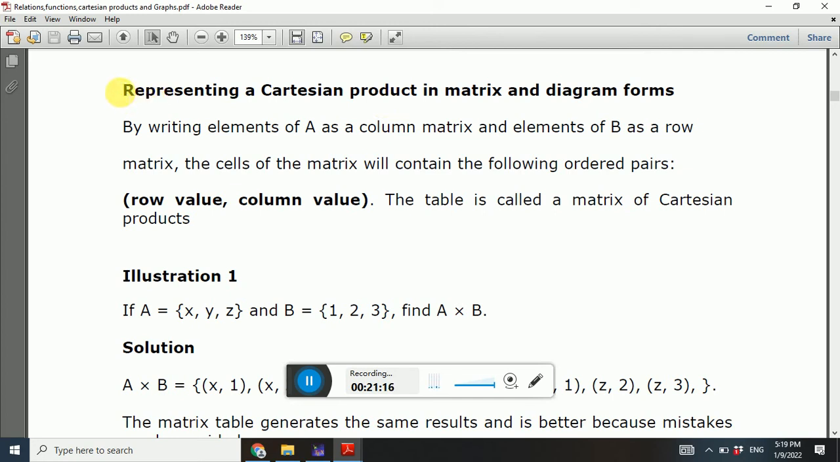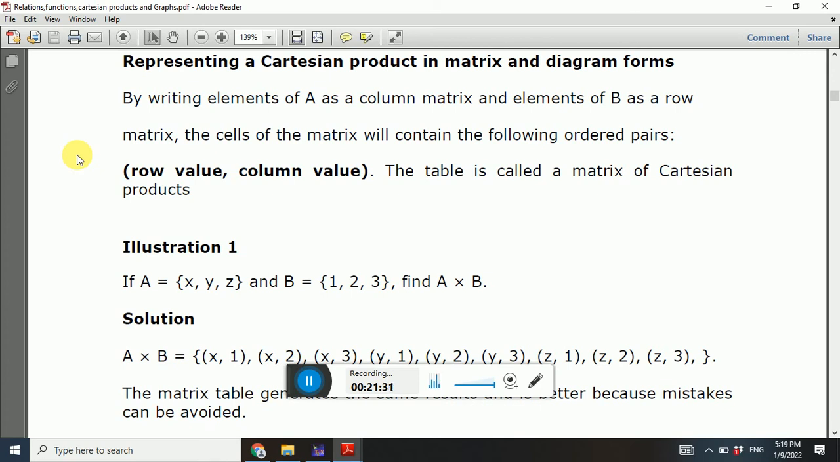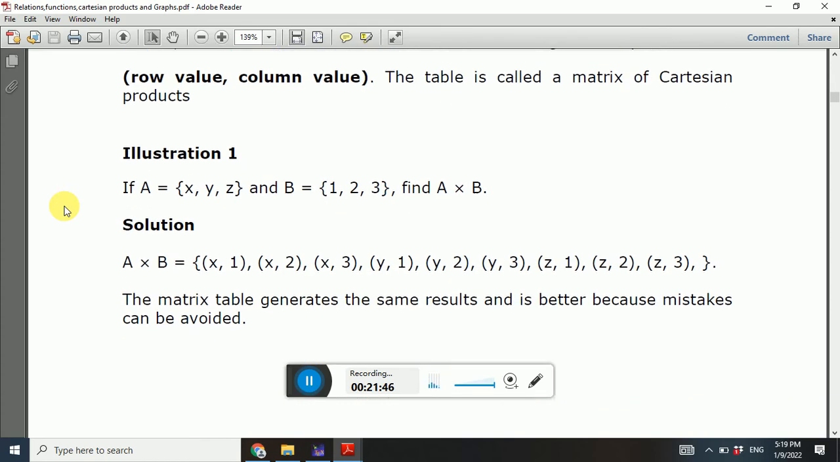So let's move to the next part, and that is representing a Cartesian product in matrix and diagram form. So this is also easy. Actually, it is the easiest way in which you can compute the Cartesian product, because that idea of saying get each element in the first set and pair it with all the elements in the second may be confusing to some of you. But which other way can we use to find the Cartesian product?